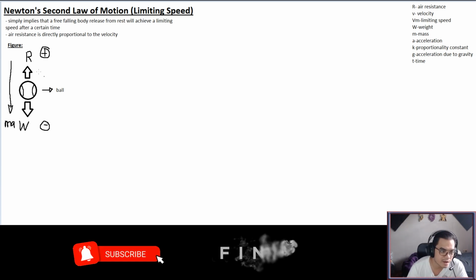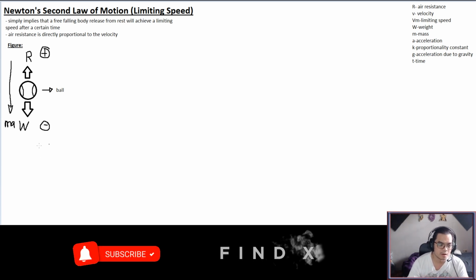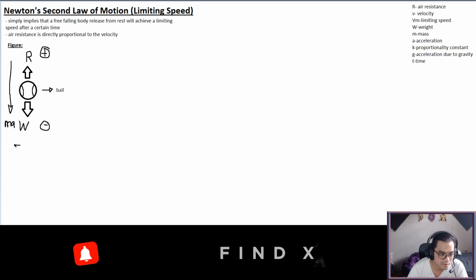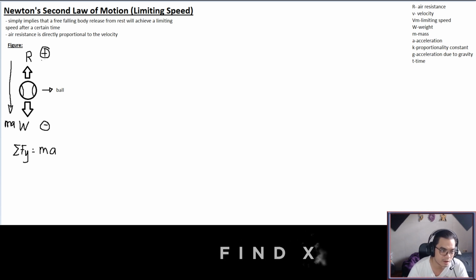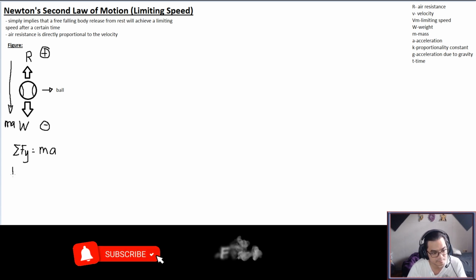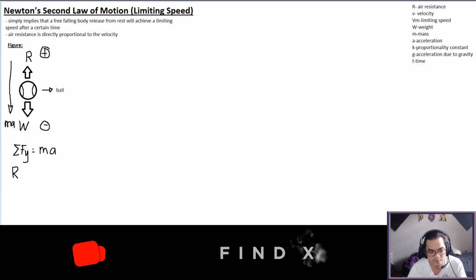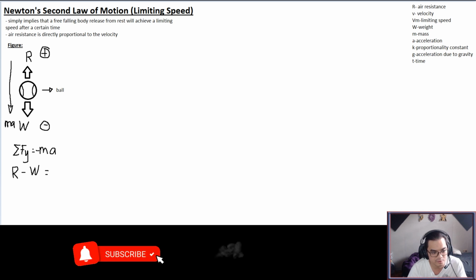Now, what are the forces? We have the summation of forces along y, which must be equal to ma, right? And what are the forces along y? We have positive R, and then W, or the weight, must be negative, so negative W. And this must be negative, right? Because it's going down, it's going to the negative. So this must be negative m.